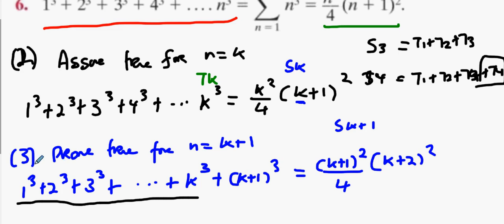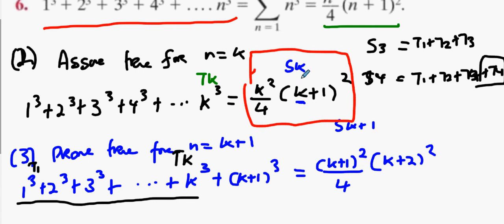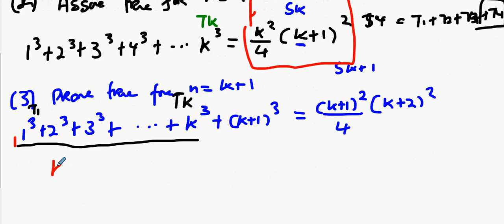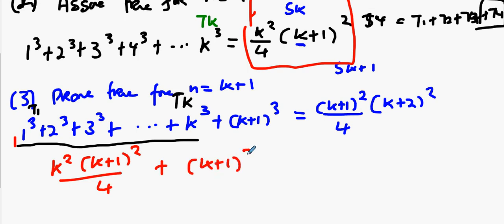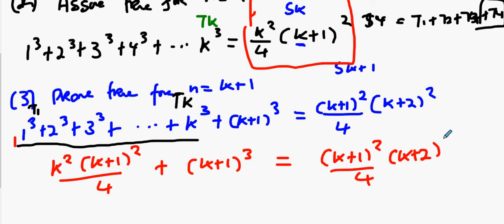That's the series from T1 all the way up to TK. And what did we say about that earlier? It's the same as SK. So this part here that I'm boxing off in red should be equal to this part here I'm also boxing off in red. So I'm just doing a direct substitution. Is that okay? So what do I write down here instead? K squared, K plus 1 squared all over 4 plus K plus 1 cubed equals this to the right. Now it's looking very complicated, but I'm sure we can find a way to make it a bit easier.